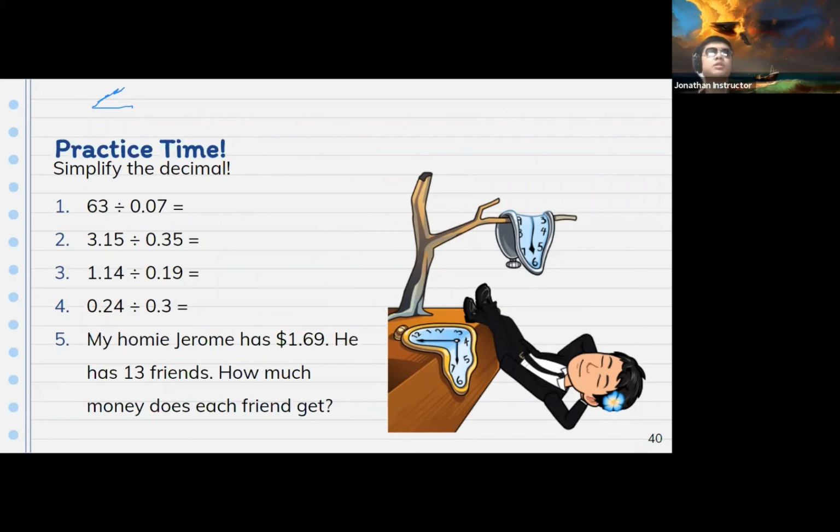So try to do these problems. All you have to do is find a whole number. Remember, you can only do this if you multiply the top number and the bottom number by the same number. So you can multiply 63 times 10 and 0.07 times 10. You can't only multiply 0.7 times 10. So have at it.